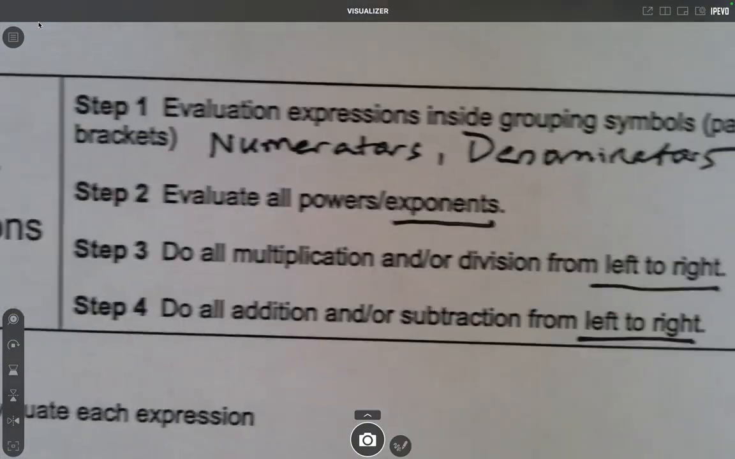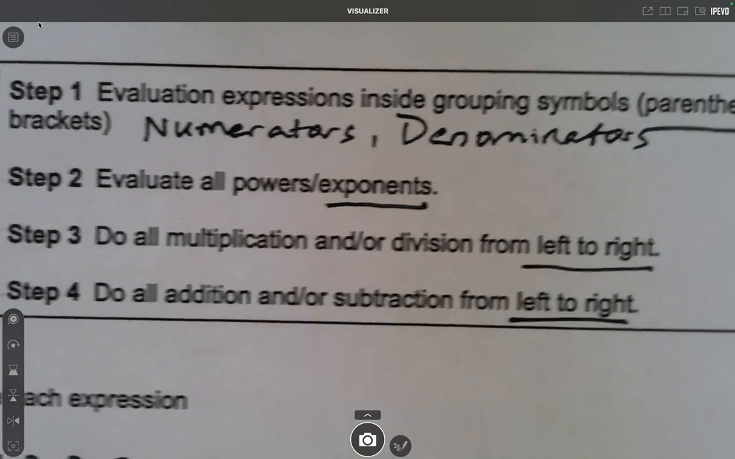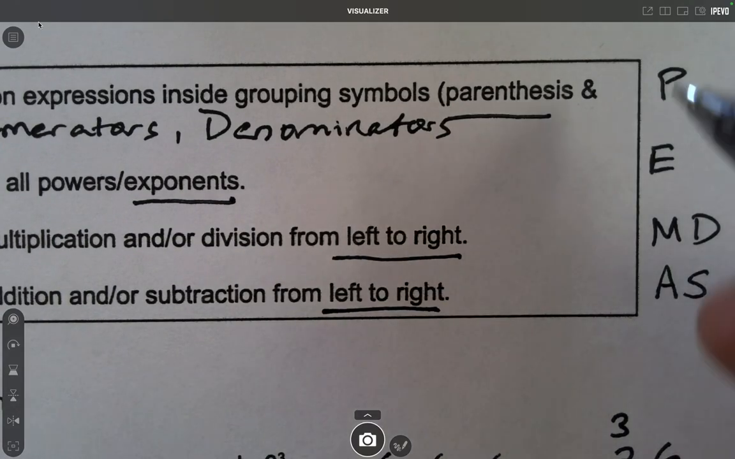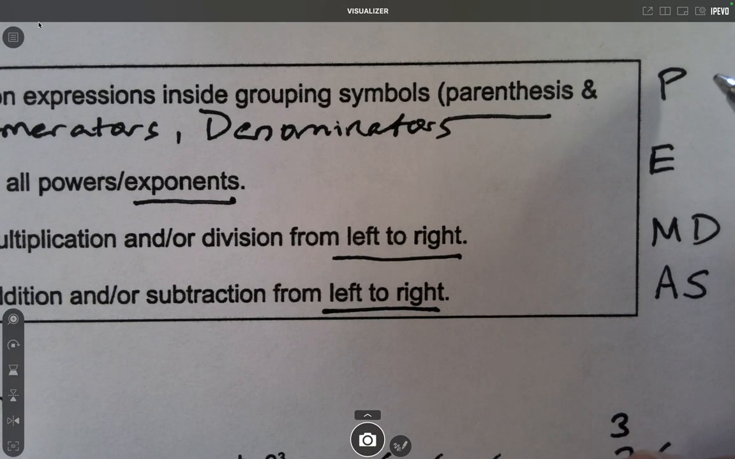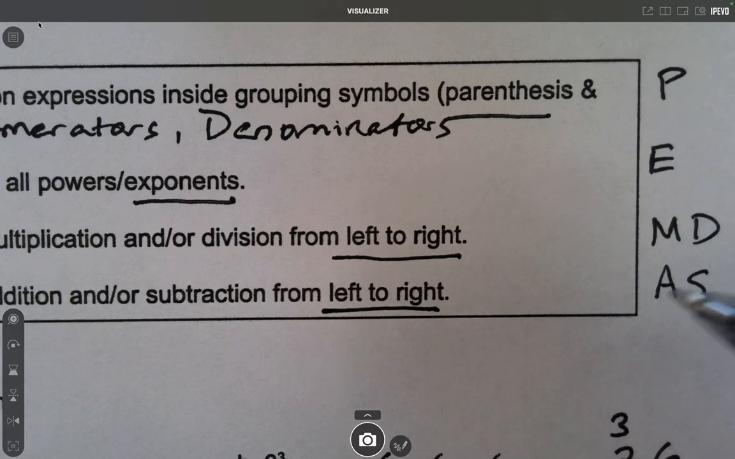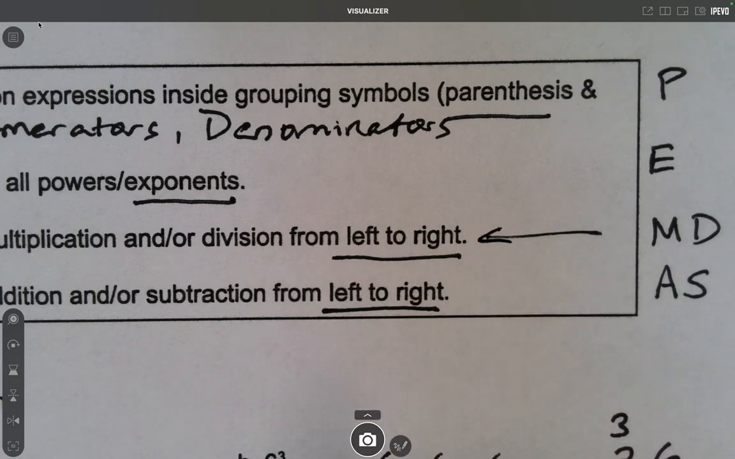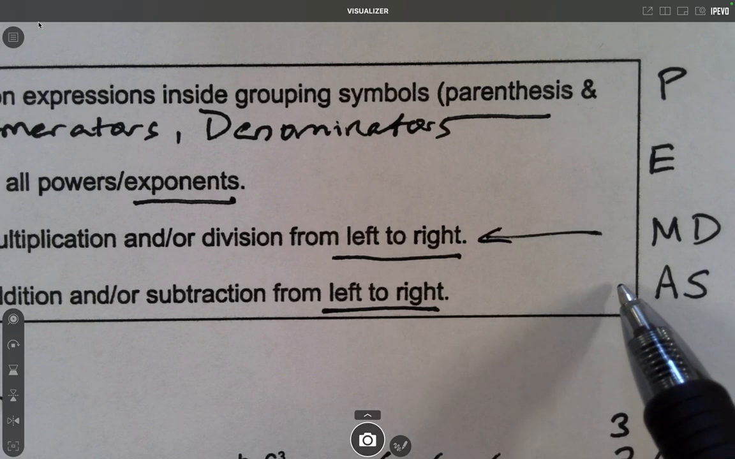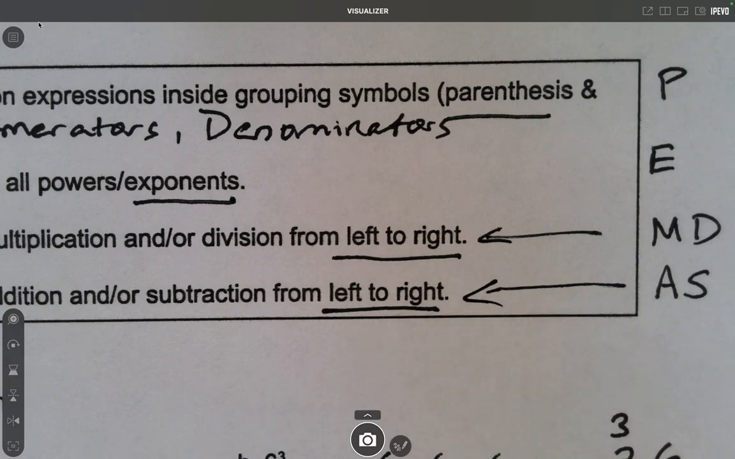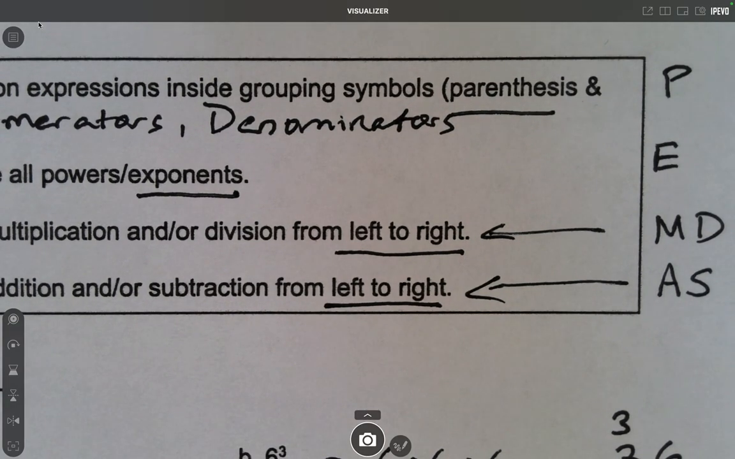Okay, so remember these steps. PEMDAS is very helpful. There's nothing wrong with remembering Please Excuse My Dear Aunt Sally, but what you've got to remember is these two letters go together in a single step, and you have to do them from left to right. These two operations go together in a single step, and you have to do them from left to right.